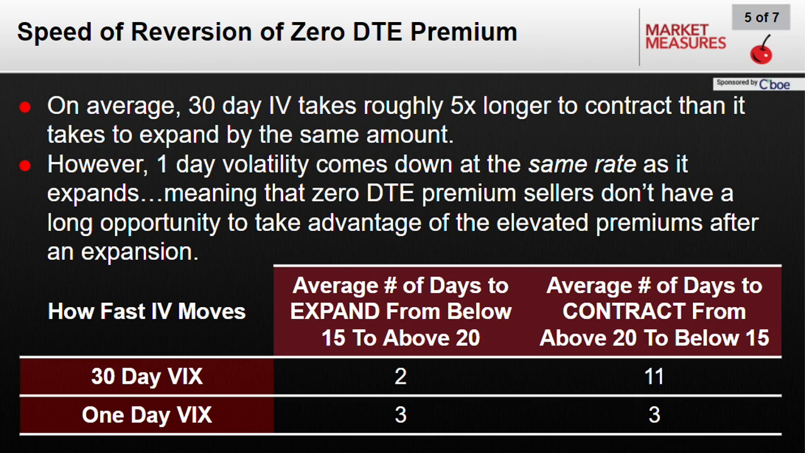Okay, so how fast does implied volatility move? The average number of days to expand. I originally said 3.5 and went to 4.5. I was pretty close. The average number of days to expand from below 15 to above 20: 30-day VIX 2, 1-day VIX 3. Average number of days to contract from above 20 to below 15 is 11, and the other one is the same. Okay, interesting. Let's go next slide.